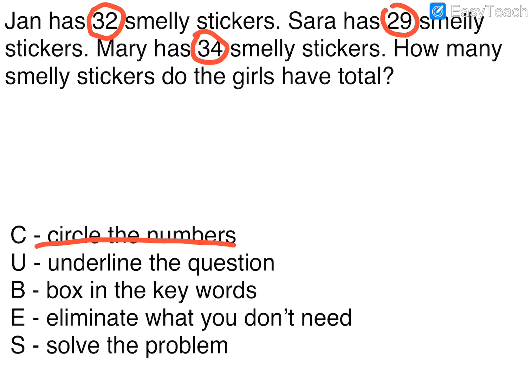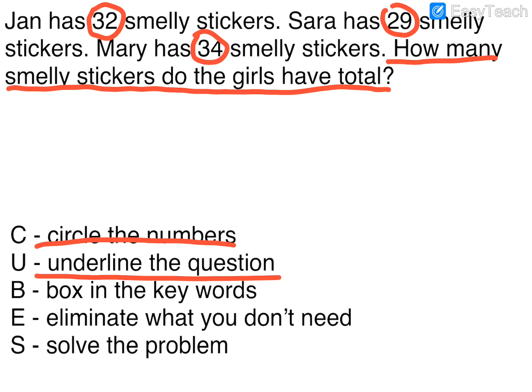Next, we're going to look at U, which is underline the question. Jan has 32 smelly stickers. Sarah has 29 smelly stickers. Mary has 34 smelly stickers. How many smelly stickers do the girls have total? So that's going to be our question right there. How many do they have all together?